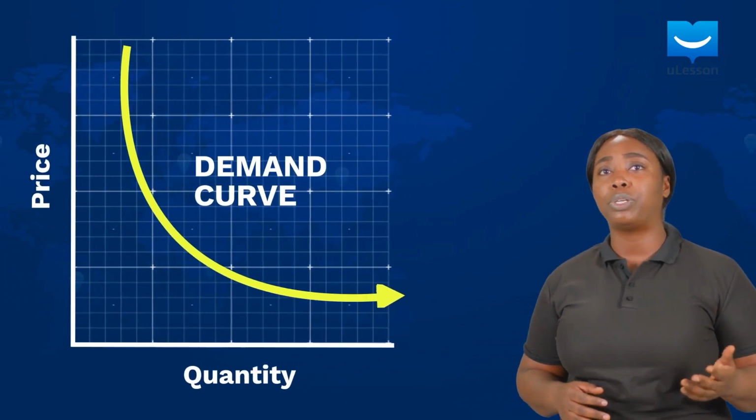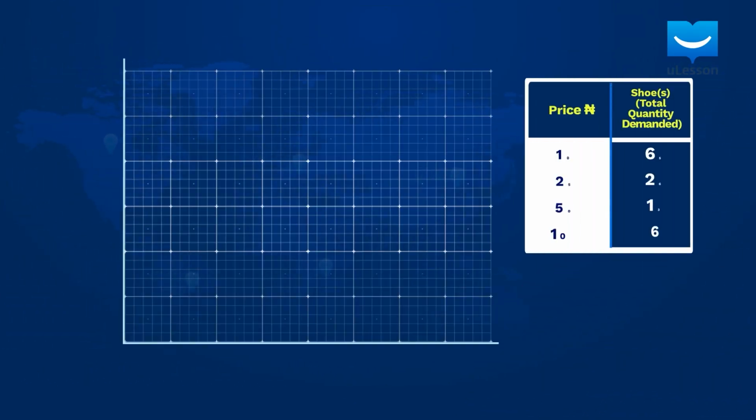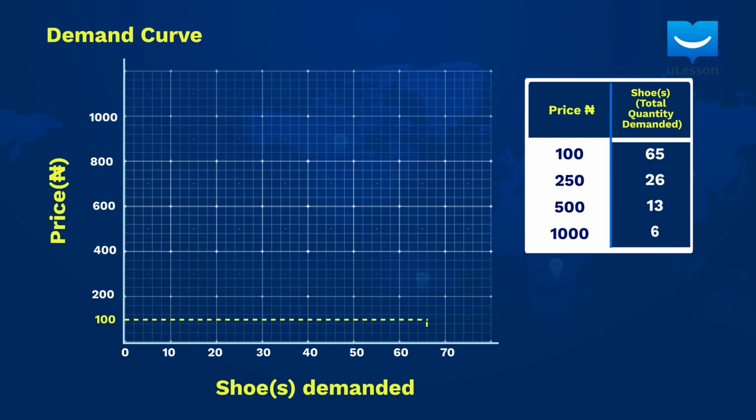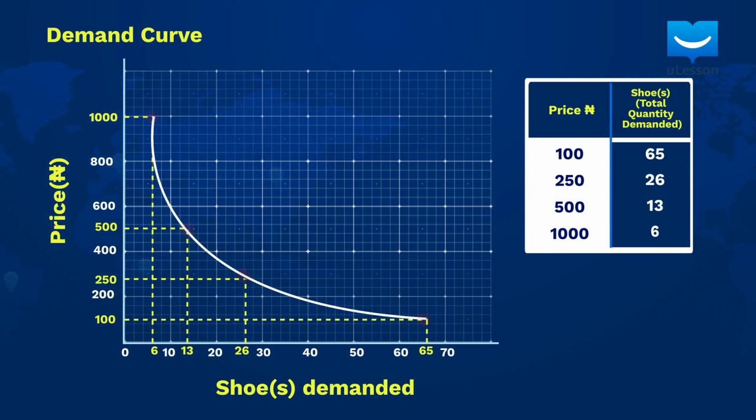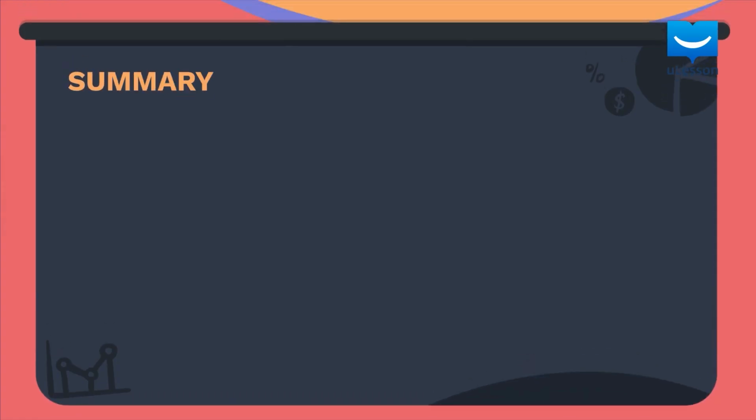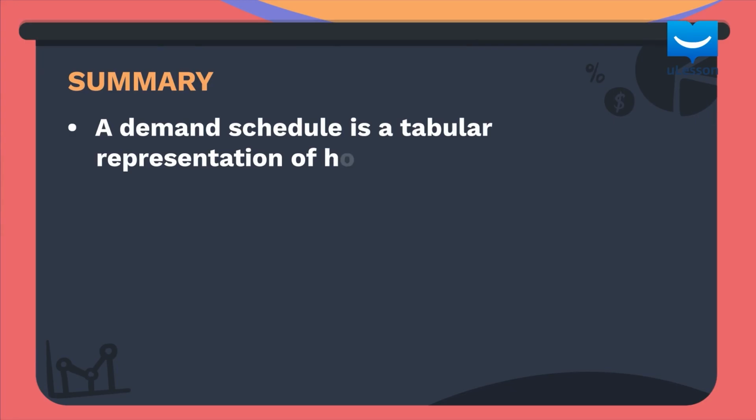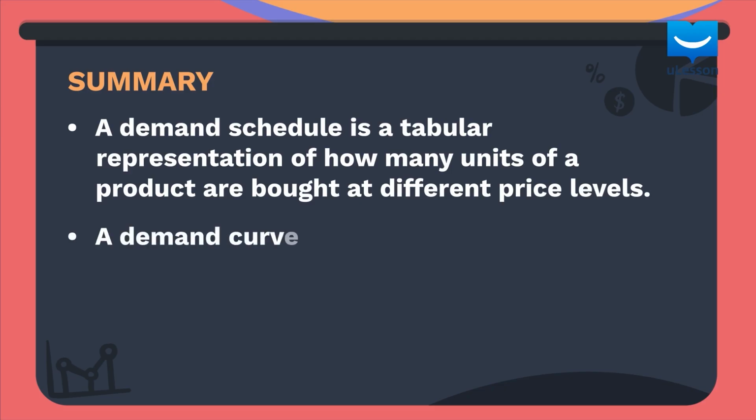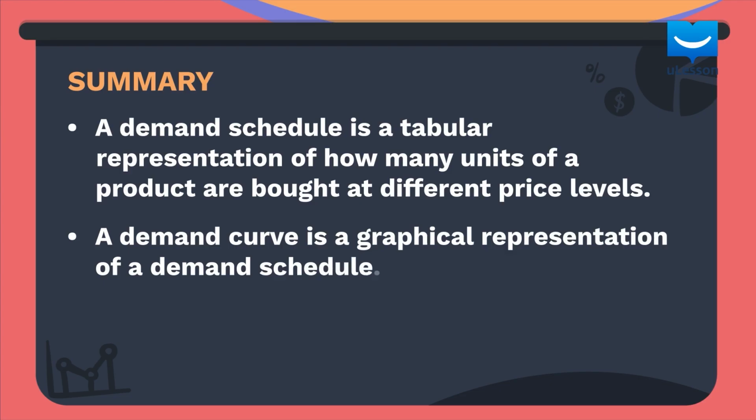Let us represent information of the 4 boys from the market's demand schedule on a demand curve. We can plot our graph with values from the market schedule and have a complete demand curve. As we end this lesson, here are key points. A demand schedule is a tabular representation of how many units of a product are bought at different price levels, while a demand curve is a graphical representation of a demand schedule.